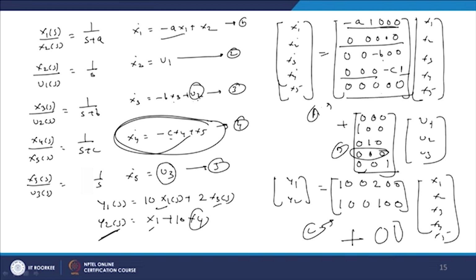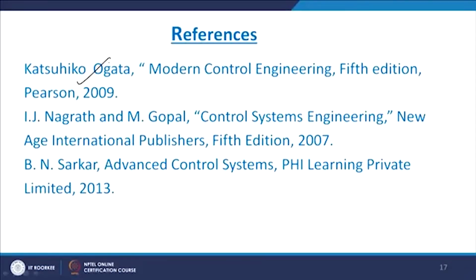So, this is the state space model for MIMO systems. We can see there are some references: Ogata, IIT Kharagpur, then B. N. Sarkar.